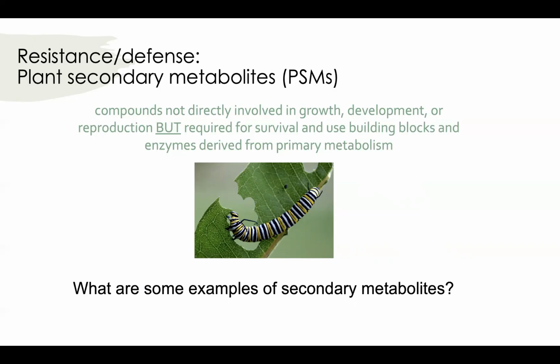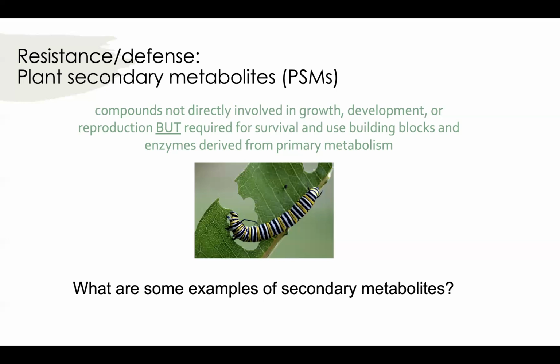Okay, anyway, the reason that we call them secondary metabolites is because they're not actually directly involved in growth, development, or reproduction like primary metabolites would be. So primary metabolites we consider broadly as carbohydrates and lipids and proteins. So these aren't those, but even though they don't have a direct involvement in growth, development, or reproduction, they are required for survival.